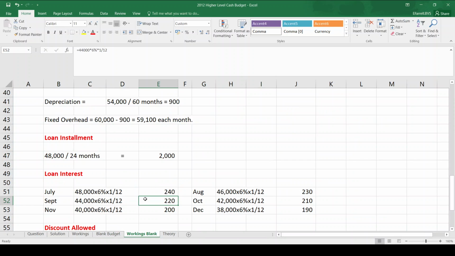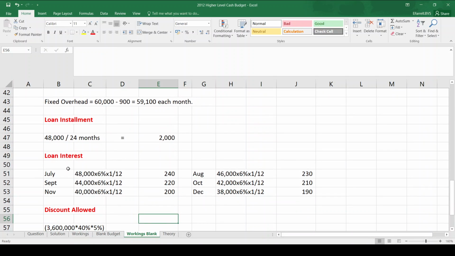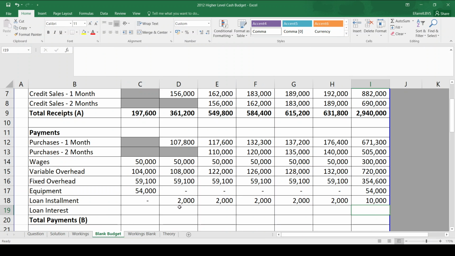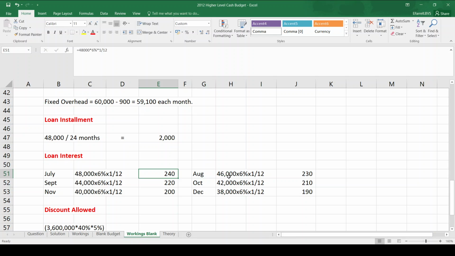Then the loan interest. So we need to be careful of the workings for this. In July, the loan was 48,000. The interest per annum was 6%, meaning per year. So on a monthly basis, we need to multiply it by 1 over 12, which is 240. In August, we paid back €2,000 of the loan, so the loan was down to 46,000. So I just get 6% of 46,000 by 1 over 12.